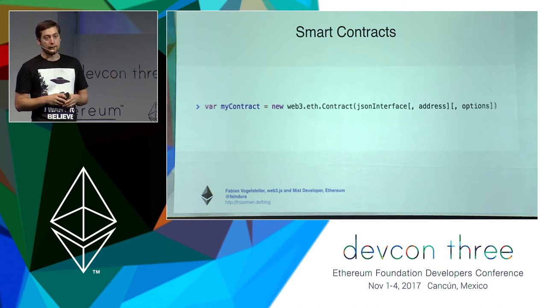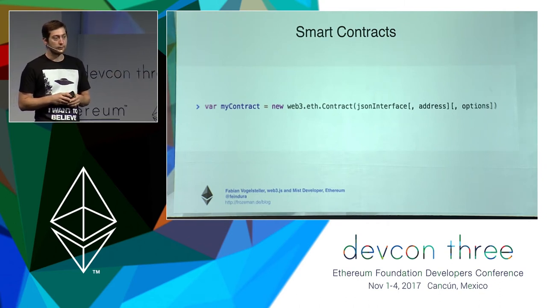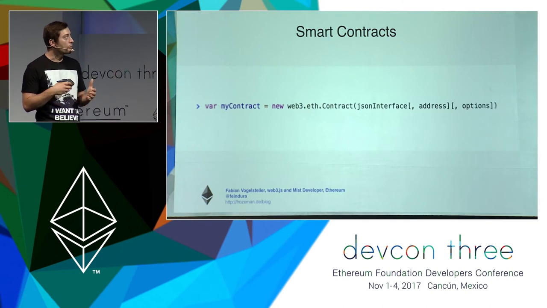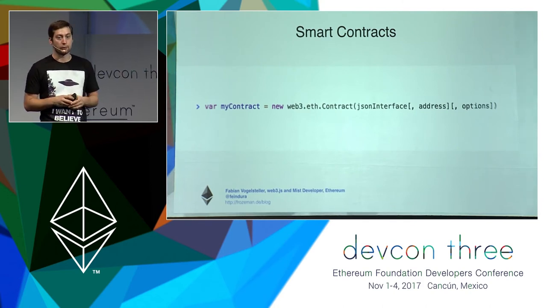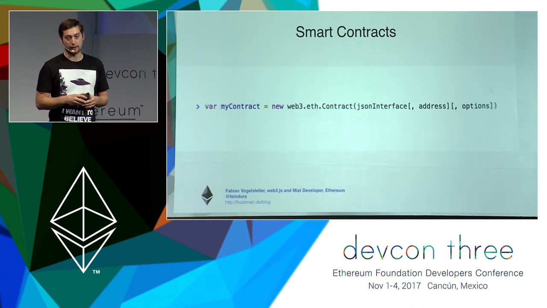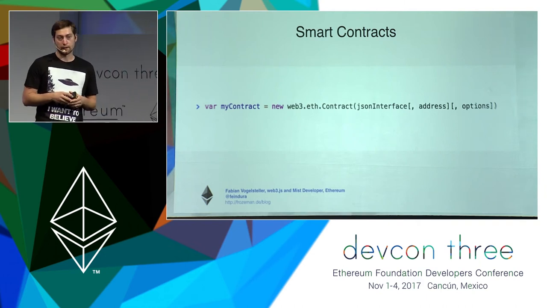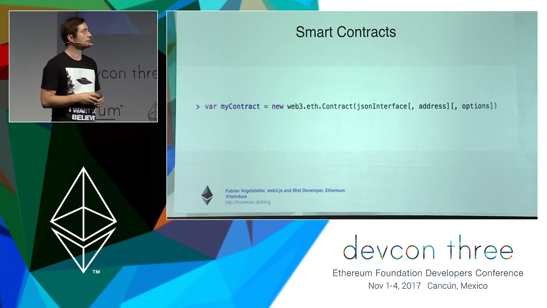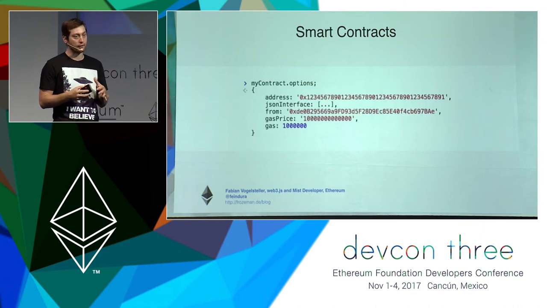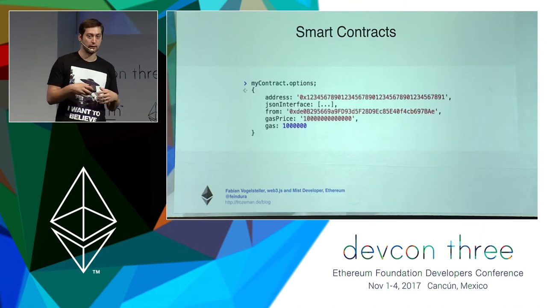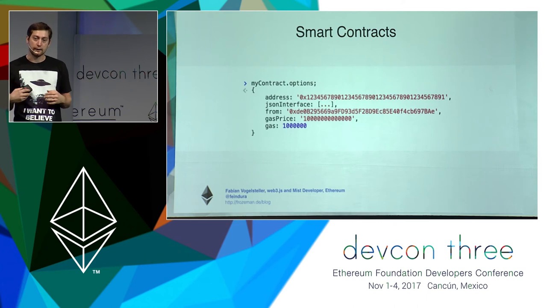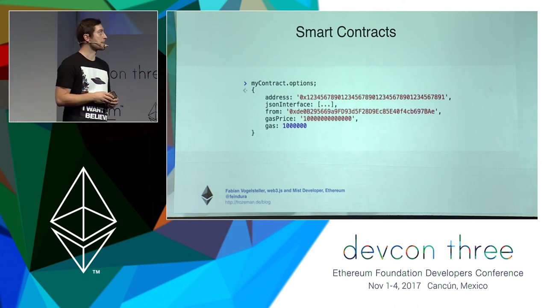The way smart contracts are instantiated in the new Web3 1.0 is more the way we would expect it when we instantiate a class object. So you have to use the new keyword, and you have to give it a JSON interface. This way you instantiate the object, and you can give it an address, and optional or additional options. Therefore, the options are also in a separate options object, so you can easily see what the current settings of your contract object are.